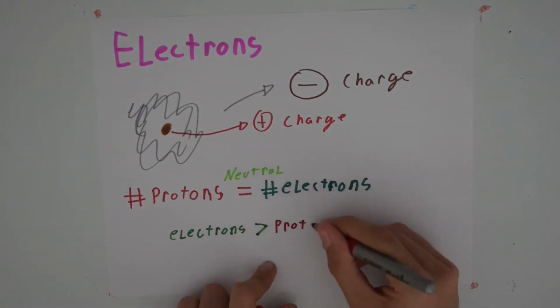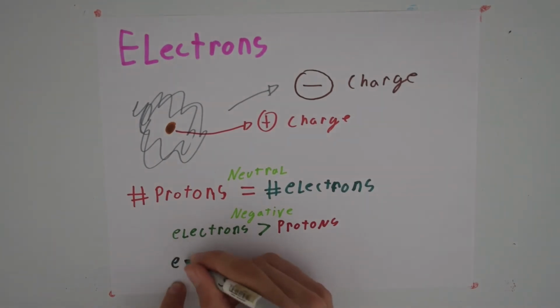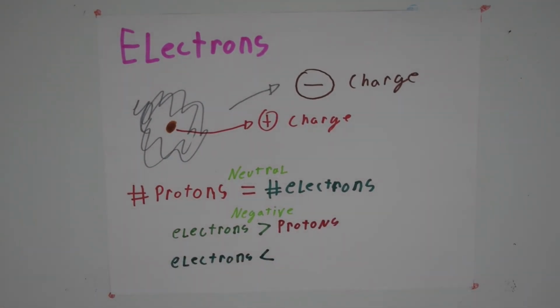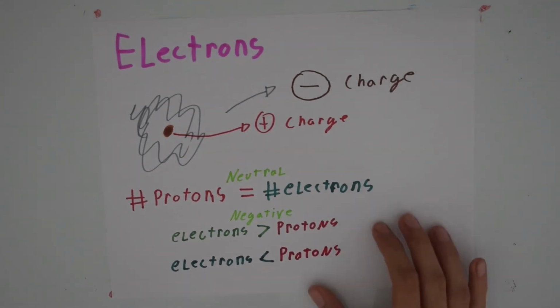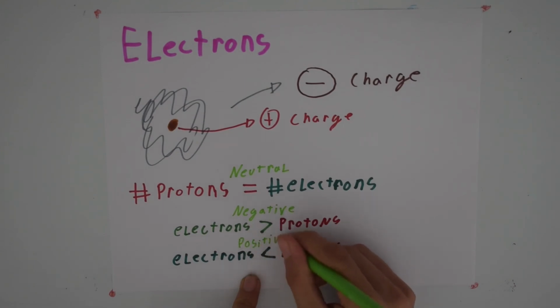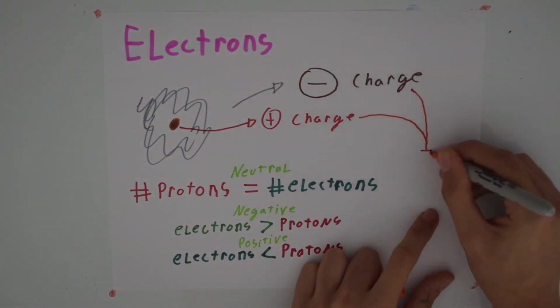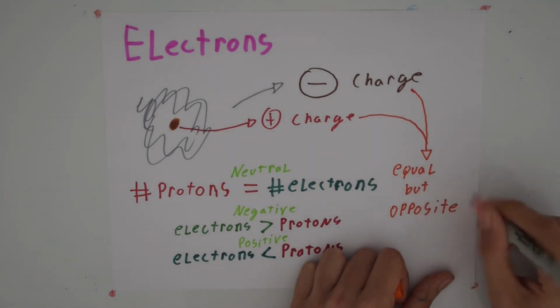However, if there are more electrons than protons, the atom will be considered a negative atom because there are more negative charges. The same is true for the relationship if there are fewer electrons than protons. The atom will then be positive because there are more positive charges than negative charges. Again, this is only possible because the charges of electrons and protons are equal in magnitude but opposite.